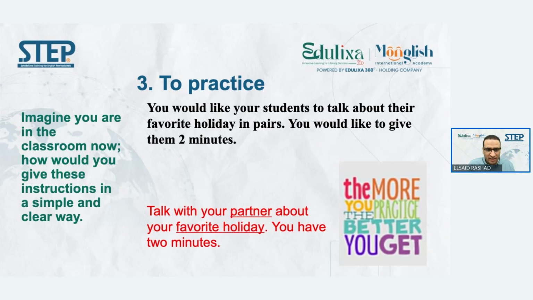So when we give instructions, we include 3 things. Number 1, the interaction pattern. Number 2, the task that students are going to do. And number 3, is the time students are going to take. So work with your partner. This is pair work. Talk about your favorite holiday. This is the task. You have 2 minutes. This is the time. Thank you very much.